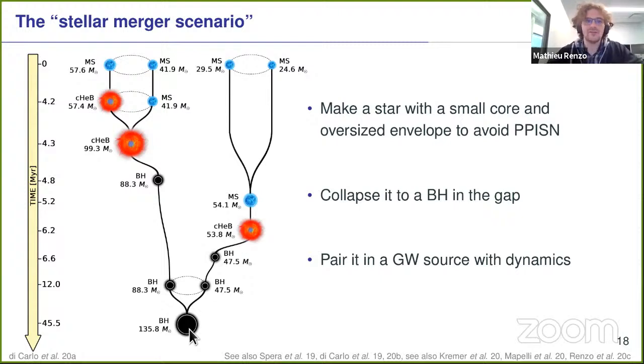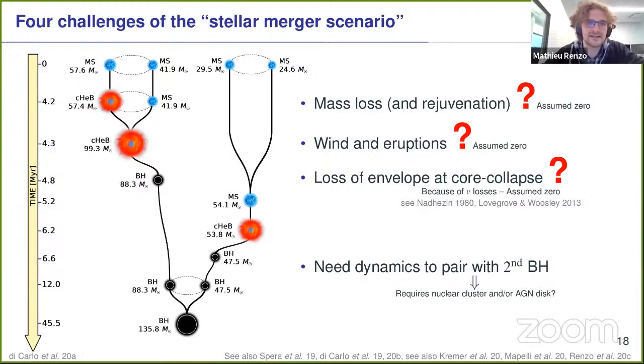In this scenario, however, there are a few assumptions that require further testing. The first one I actually already discussed a bit, and it's the merger process, which here is extremely simplified, and it assumes that there is no mass loss during the merger, and more importantly, no rejuvenation. By rejuvenation, I mean modifications in the core structure, which are things that we would expect.